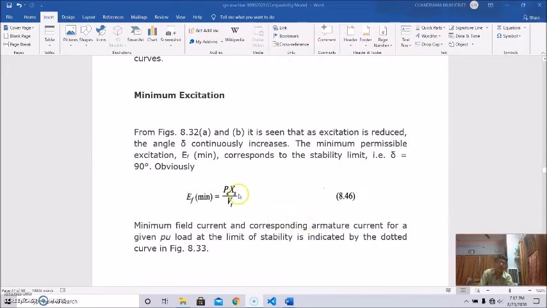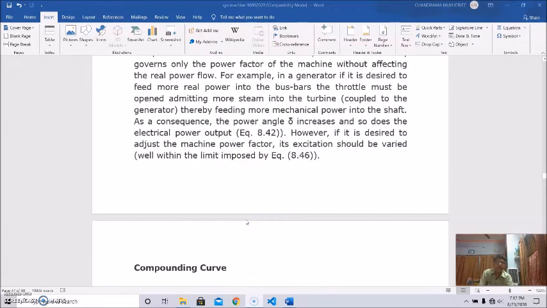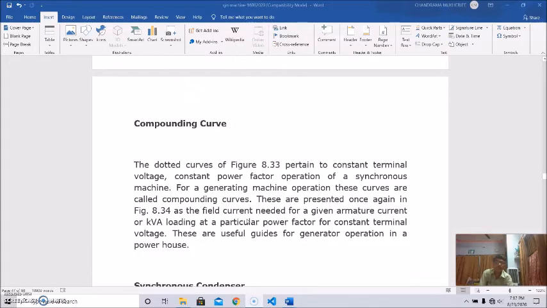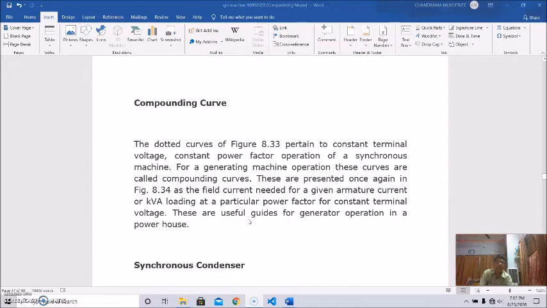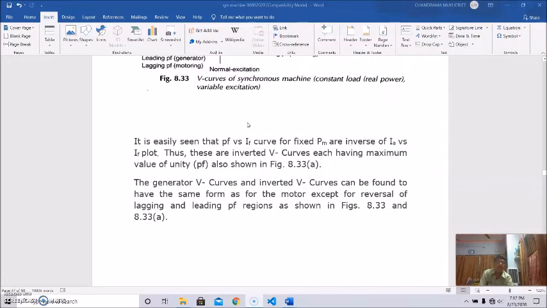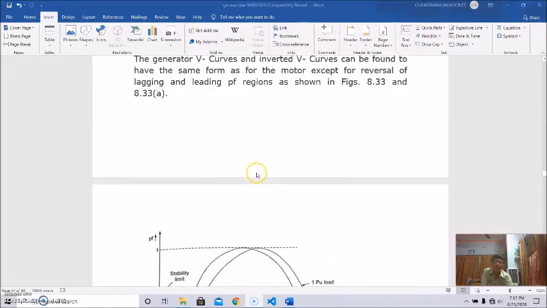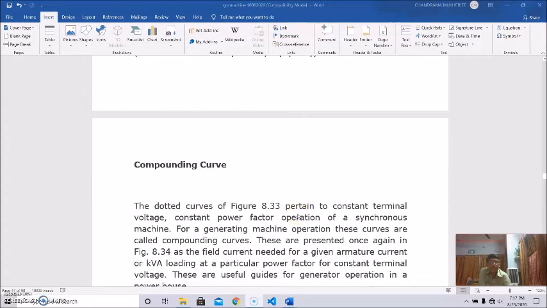With this observation we can draw the compounding curve, and this is in figure 8.33. Basically this is the compounding curve, with the dotted lines here. It is found that these curves pertain to a constant terminal voltage, constant power factor operation of a synchronous machine.